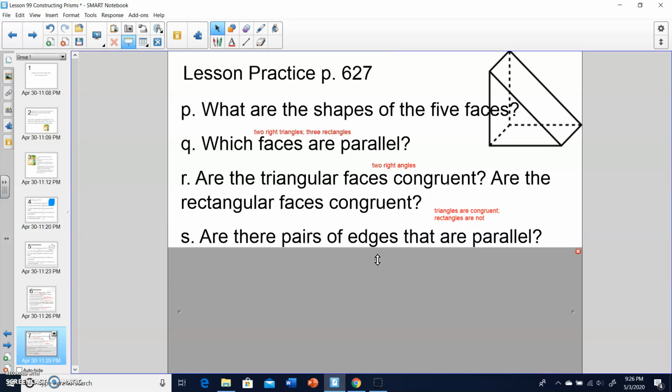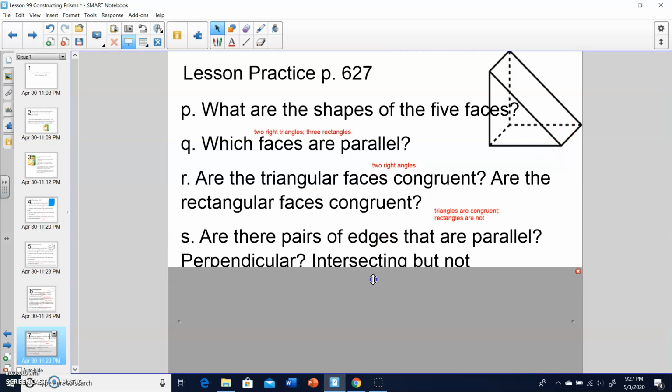Are there pairs of edges that are parallel? Well, this edge is going to be parallel to this edge, and this edge is going to be parallel to this edge, and this edge, and this edge. So yeah, there are pairs that are parallel. Are there some that are perpendicular? Well, since we have a right triangle, yes, we have perpendicular angles. We also have a rectangle. So yes, we have perpendicular angles.